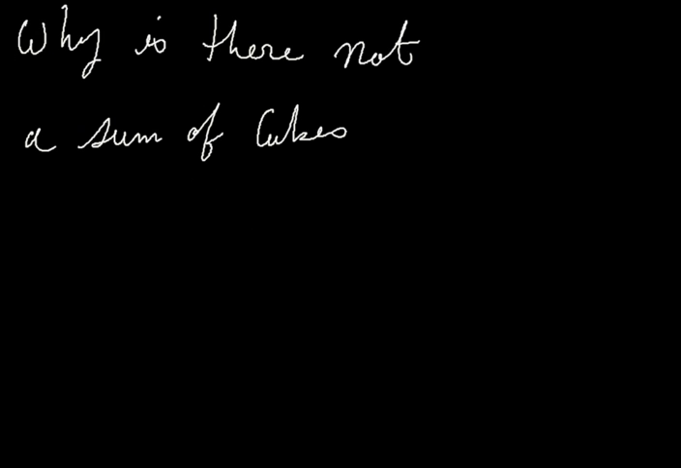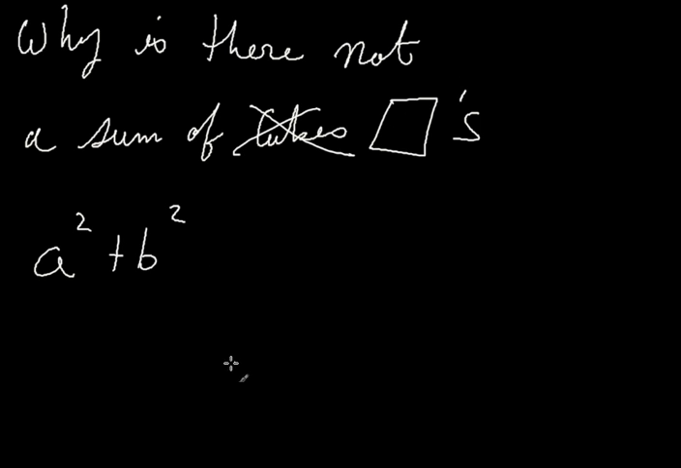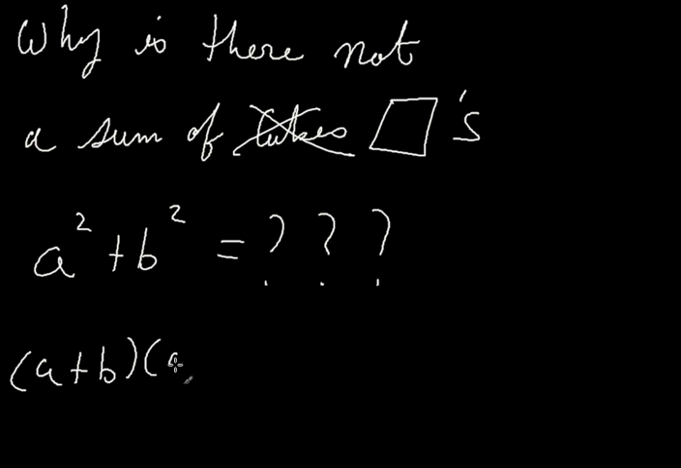All right, I'm going to leave you with a little question. Why is there not a sum of cubes? And I wrote, sorry, I meant squares. Why is there not a sum of squares? So a squared plus b squared. Why does this not exist? So for our difference, we were able to find a plus b, a minus b. We have that as a squared minus b squared, right? And what else? We also have perfect squares.